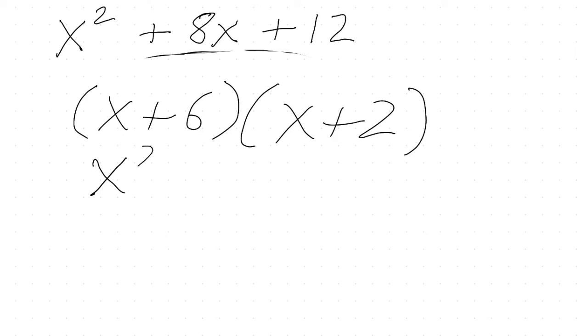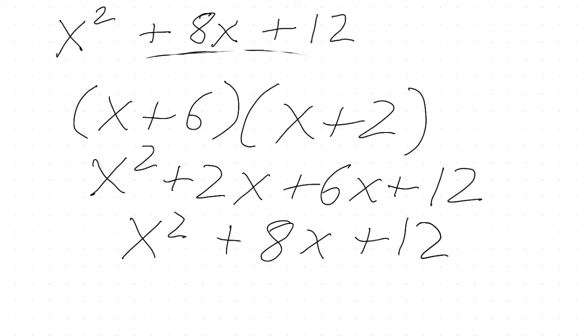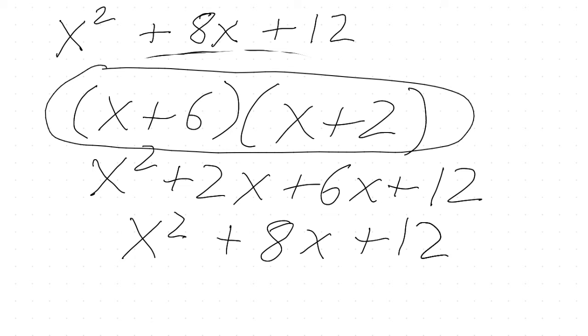So I get x squared. Then I do 6 times x. X times 2, which is plus 2x. Plus now I do 6 times x, which is 6x. Plus 6 times 2, which is 12. Combining like terms, I get x squared plus 8x plus 12. And that's what we wanted. We got what we wanted. And so the correct factored form is x plus 6 times x plus 2.